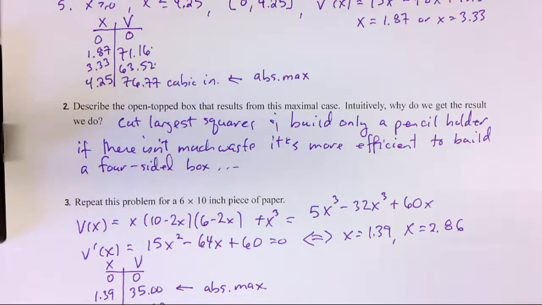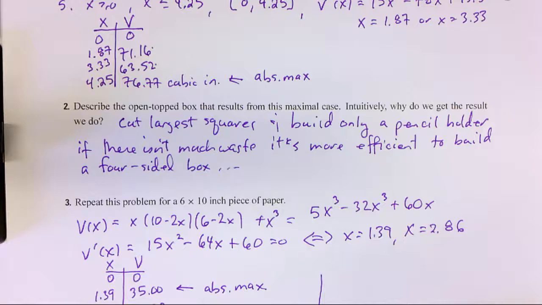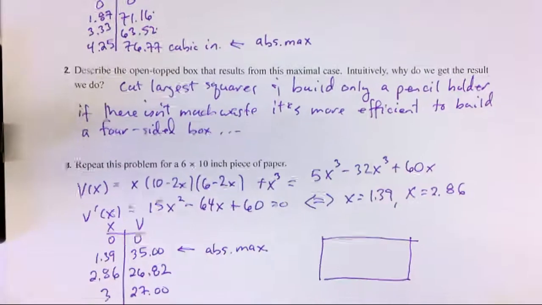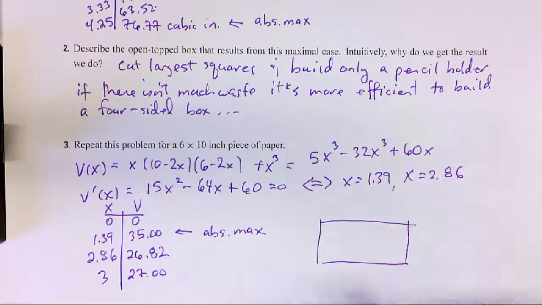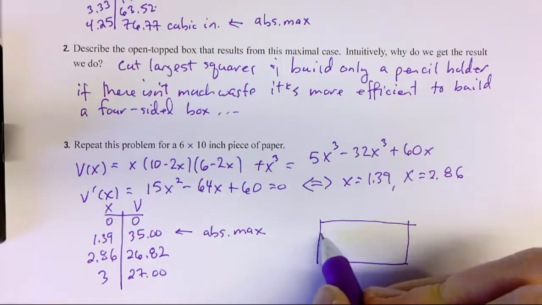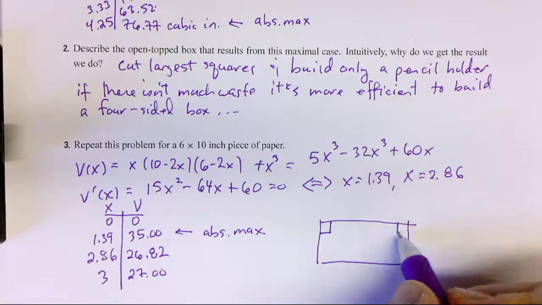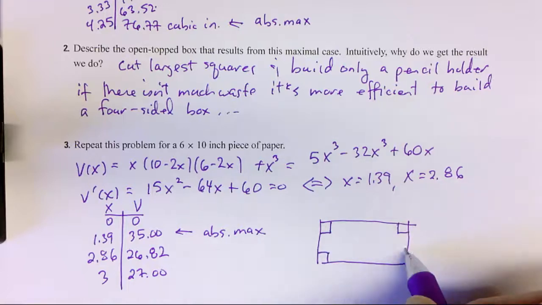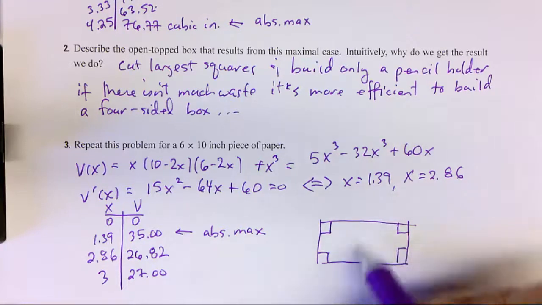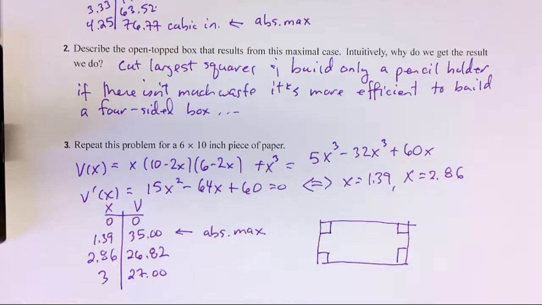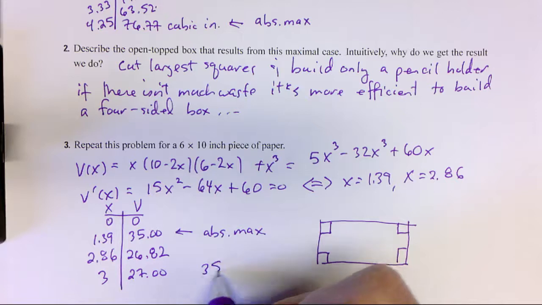I think what's happening here is we have a piece of paper which has a narrower aspect ratio. And so it makes sense in this case to cut some smaller corners out and build a smaller pencil holder, and you're still left with a relatively large tray. And that's how you get the absolute maximum volume of 35 cubic inches.